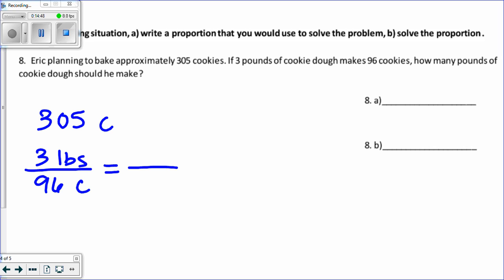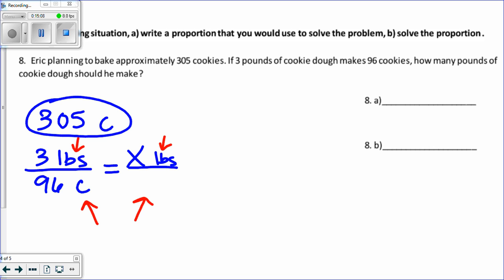So if I have pounds on top over here, I need pounds on top over here. So pounds. But we don't know how many pounds, so we're going to put x. And then I have 96 cookies on the bottom over here, so I need cookies on the bottom over here. He said he was planning on making 305 cookies. So 305 C. So you have now set up your proportion.